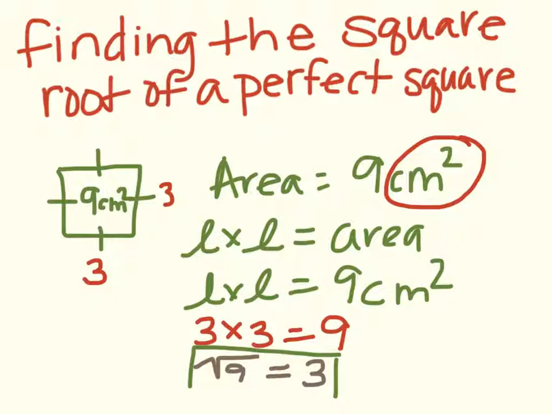Please note that finding the square root of a number is exactly the inverse, or exactly the opposite, of finding the square of a number. When we're squaring a number, we're finding out what the number times itself is going to equal. When we're finding the square root, we're trying to decide what number times itself equals that number.